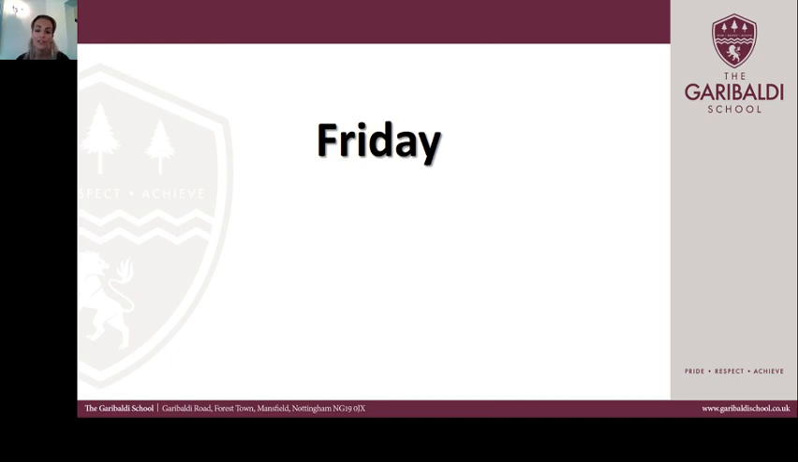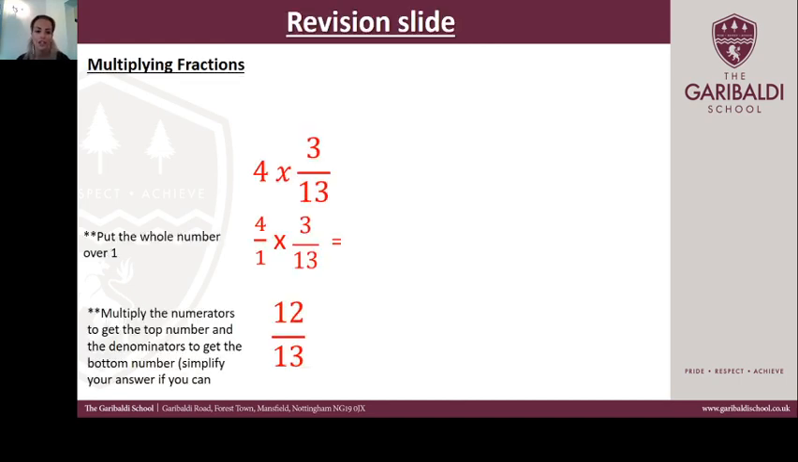Welcome to Friday's questions. Today's revision is on multiplying fractions. So our question is 4 times the fraction 3 over 13. Now, what's really important to remember is when you've got a whole number times by a fraction, always put the whole number as a fraction and put it over 1. So 4 now becomes 4 over 1 times 3 over 13. Now, when you're multiplying, you just multiply the numerators and then multiply the denominators. So you're doing 4 times 3, which gets you 12. 1 times 13 is 13. So your answer is 12 over 13. And then always check to see if you can simplify your answer. But in this case, we can't.